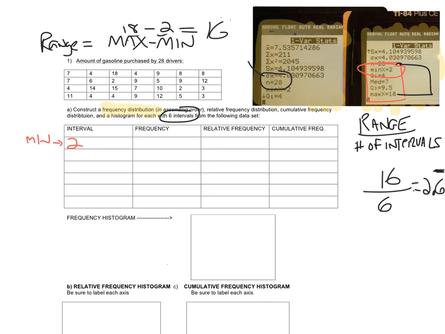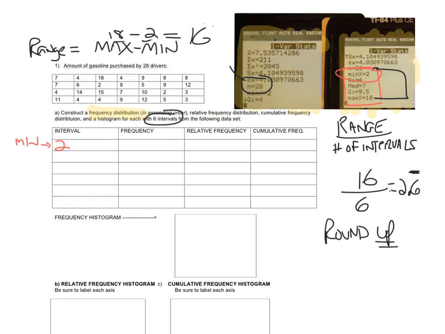What you always need to do is round that value up based on the data that's given to you. Here you're given whole numbers, you're given integers. So we're going to round up 2.6 to the nearest integer, and that's going to be 3. So that tells us that our interval size, our class width, is going to be 3.